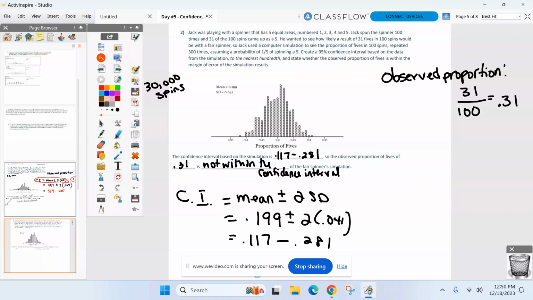And look, could we spin it more times? Sure, but 0.31 is never going to fall into it, because what's going to happen when we spin it more times? This confidence interval is going to get smaller and smaller. All right, 0.31 is never going to fall in there. So you just got lucky.